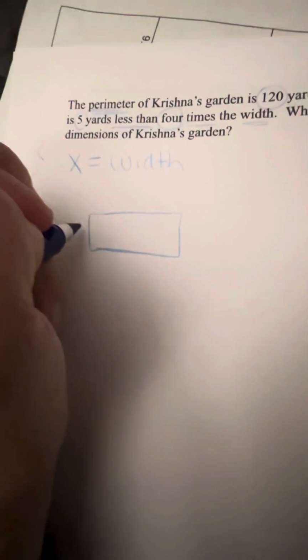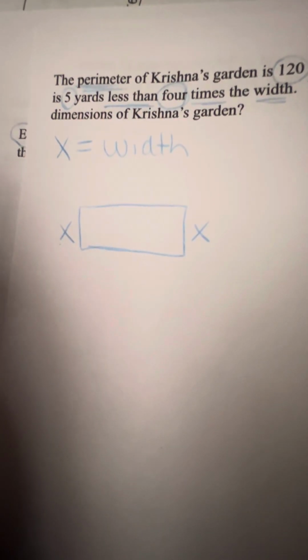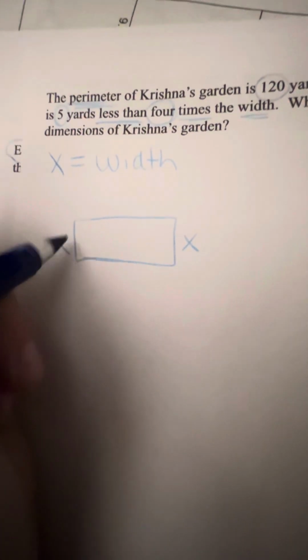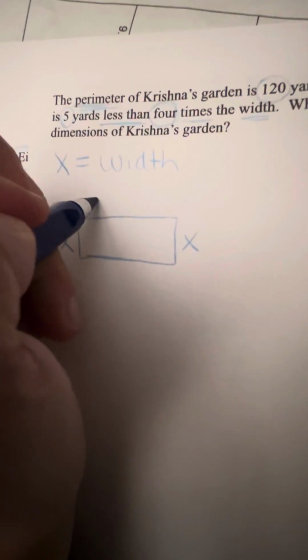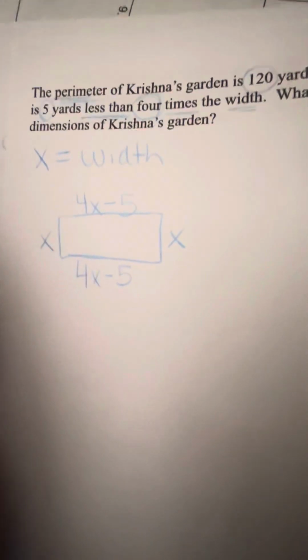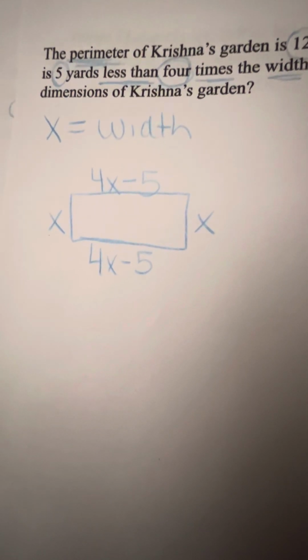So there's our garden right here. Our width is the same on both sides, so x and x. And then we have the phrase 5 yards less than 4 times the width. So if the width is whatever it is, 4 times the width would be 4x. And then it's 5 yards less than that. So that would be minus 5. And that's 4x minus 5, and it's 4x minus 5 down below. So this is how this would be set up.